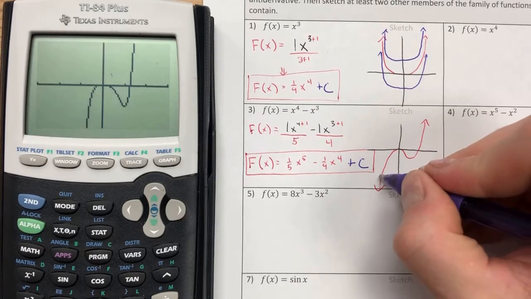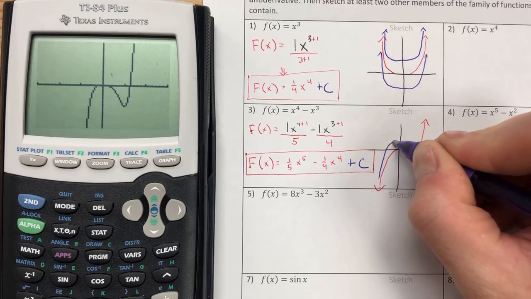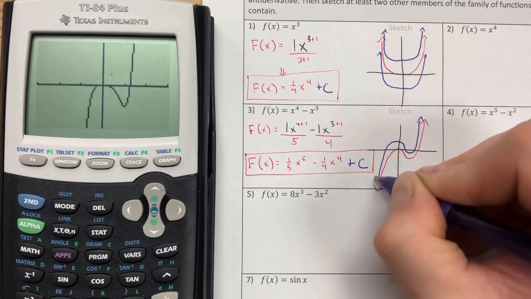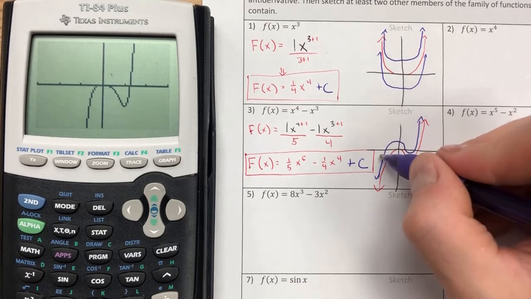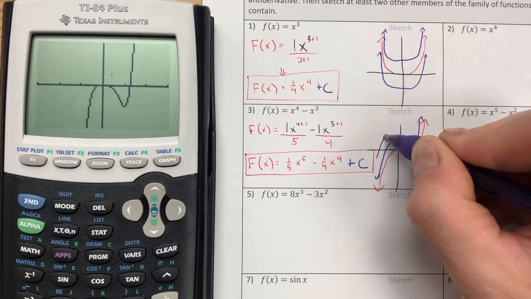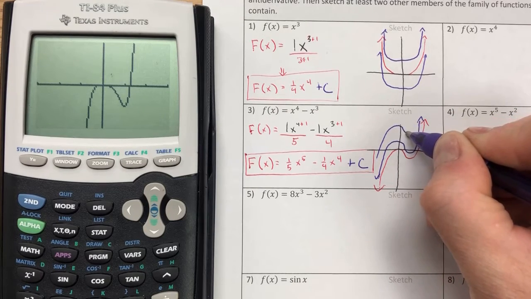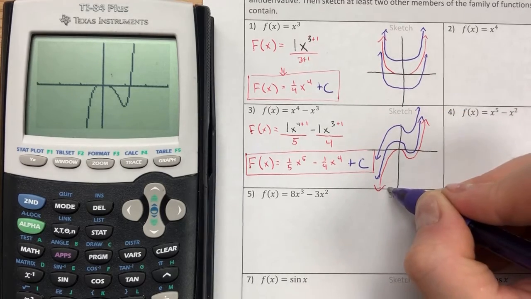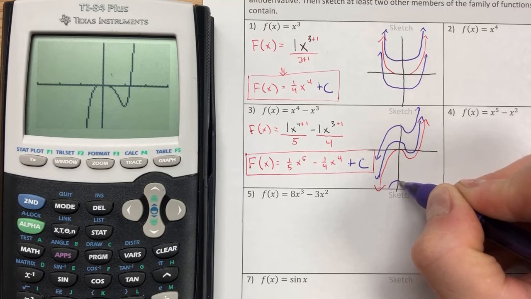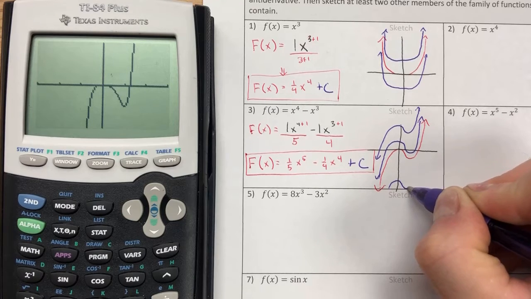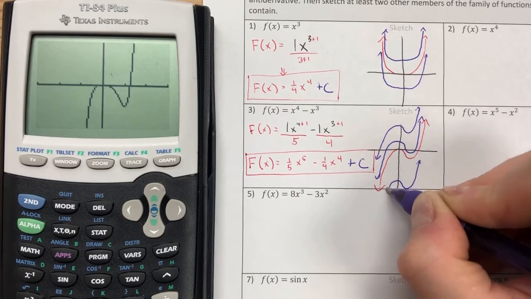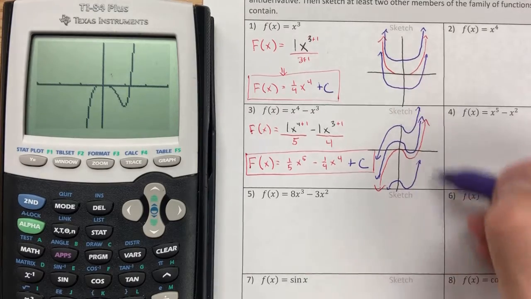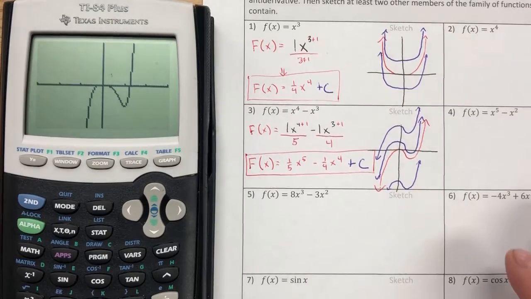But our plus C is we can move this graph up. Not necessarily the best up. I could move it up again. Or I could move it down. And it doesn't matter where you're moving it. You could move it up, you could move it down. All of these functions all produce the same derivative.